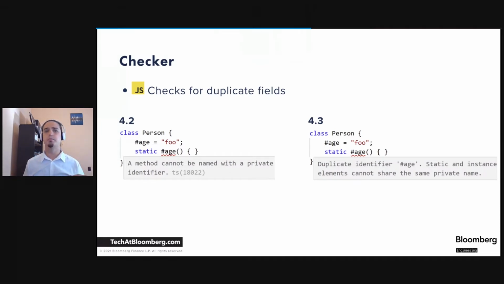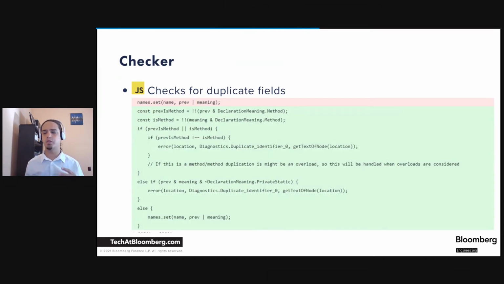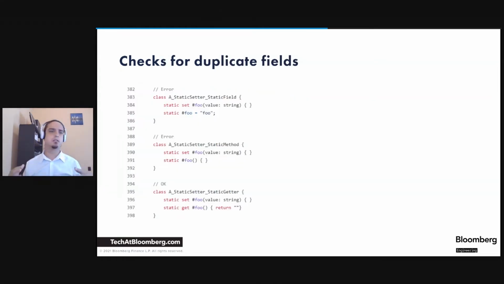Now, the reason this was a bit more complicated is that some of the checks for duplication happen in the binder and others happen in the checker. We chose to make most of these checks happen in the checker. And it was actually a bit more complicated. This is just part of the code. And it also resulted in us writing a pretty big test, which checks for all possible combinations. We wanted to make sure that we got this just right.